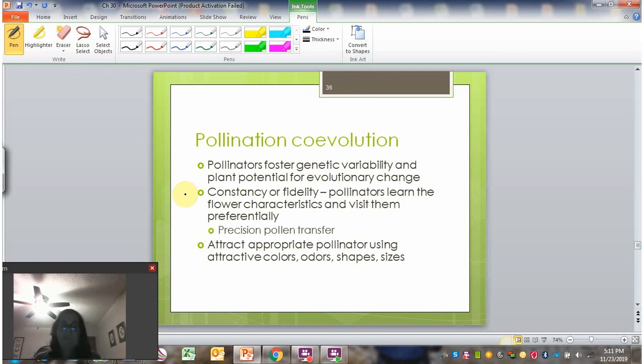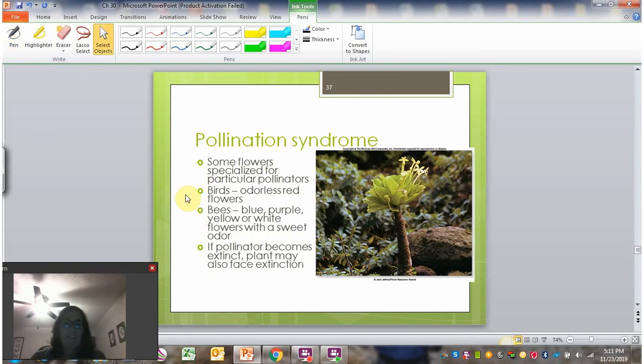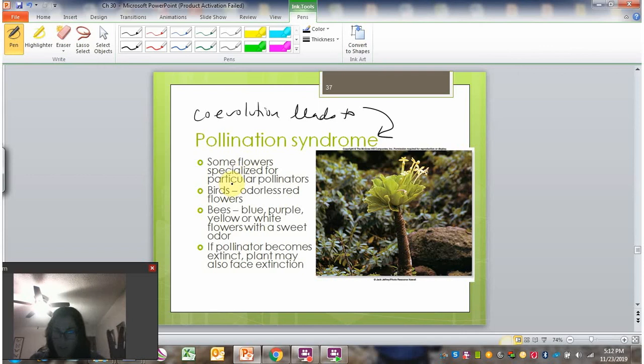So plants have co-evolved to attract the pollinators that are ideal for them using certain colors, odors, shapes of their flowers, and sizes of the flowers. Those all have to match with a specific pollinator or set of pollinators. So in many cases, coevolution has led to pollination syndrome. So this is when flowers become specialized for very particular pollinators, and it can be in a very exclusive relationship. And so that relationship has become so exclusive that they're dependent on that pollinator. They don't have any other options.